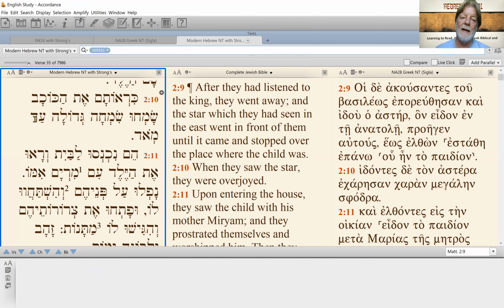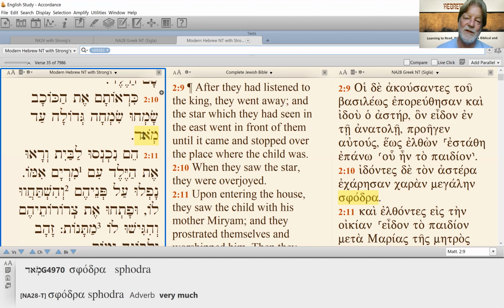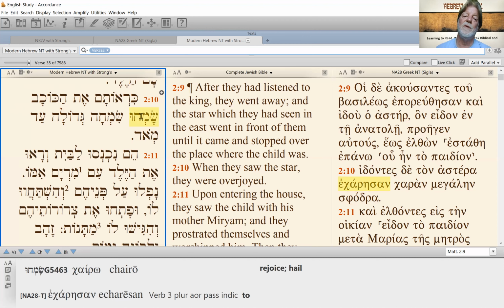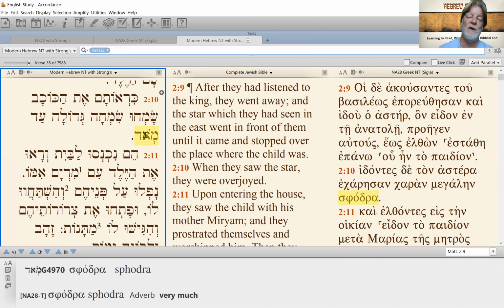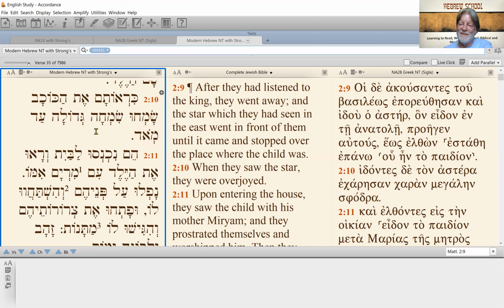Ad, until me'od. So there are a lot of superlatives connected with the joy that they experienced when they saw the star. They rejoiced, simcha gadolah, with a great joy. Ad meod, this great joy was very great. So the Bible here is really emphasizing how happy they were when they saw the star. Of course, they followed it.